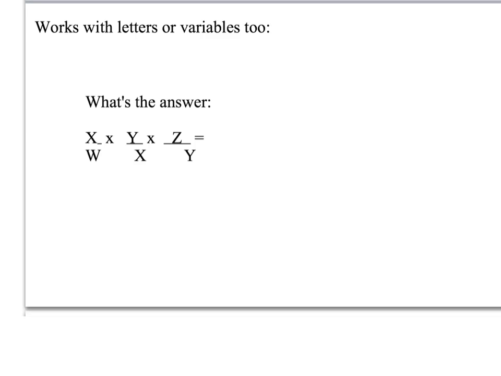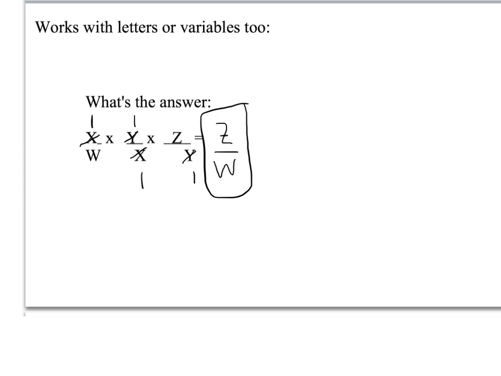This idea of canceling from the numerator to the denominator works not just for numbers, it also works for letters. If you look at this example, you'll see there's an x in the numerator and an x in the denominator. So we can cross those out and change them to 1. You'll also see that there's a y in the numerator and a y in the denominator, so I can change those to a 1. And what I'm left with is a z times a 1, which gives me z, divided by w times 1, which gives me w. So my answer is z divided by w.